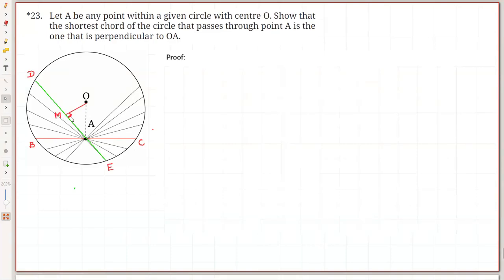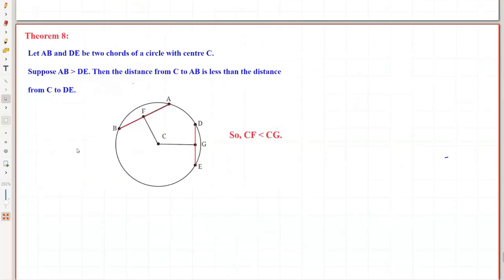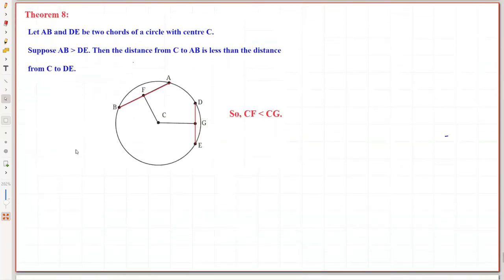So what we have to prove is that BC is shorter than DE. We are going to apply theorem number 8 here. This theorem says that if the length of AB is greater than DE, the distance from the center is less. If the chord is greater, the distance from the center is less.